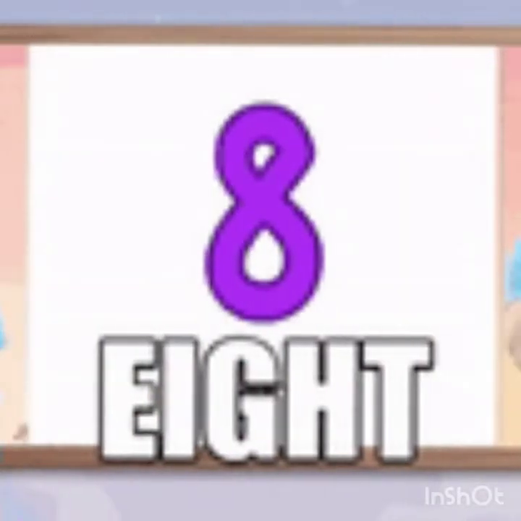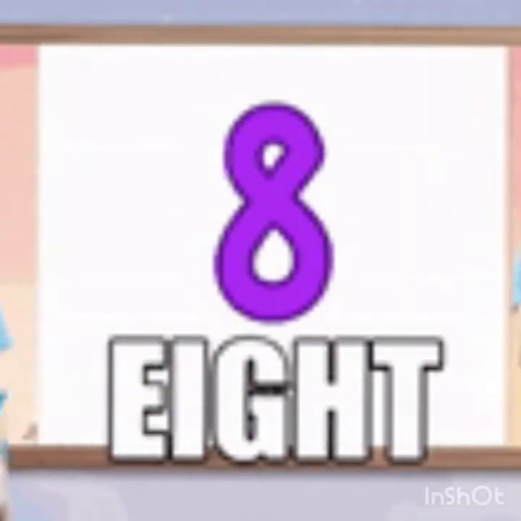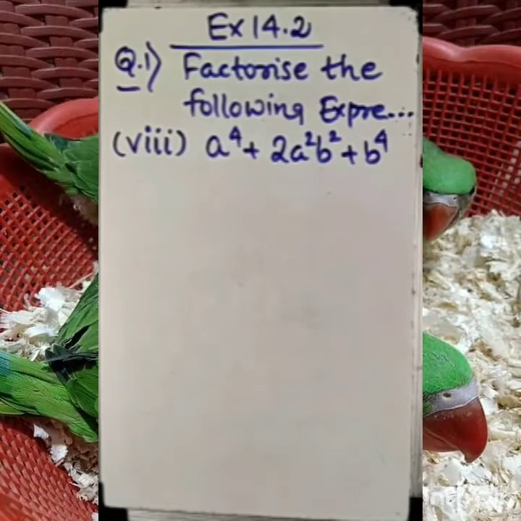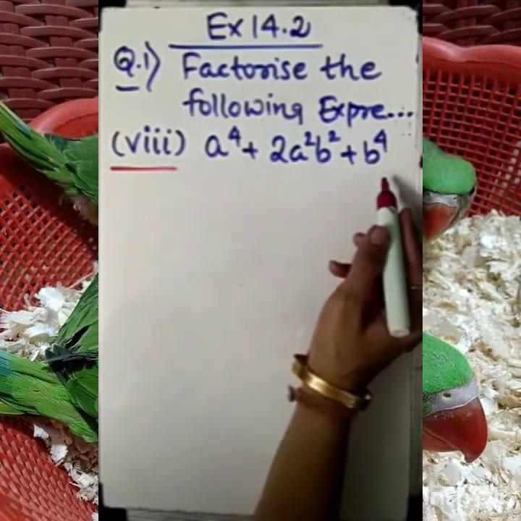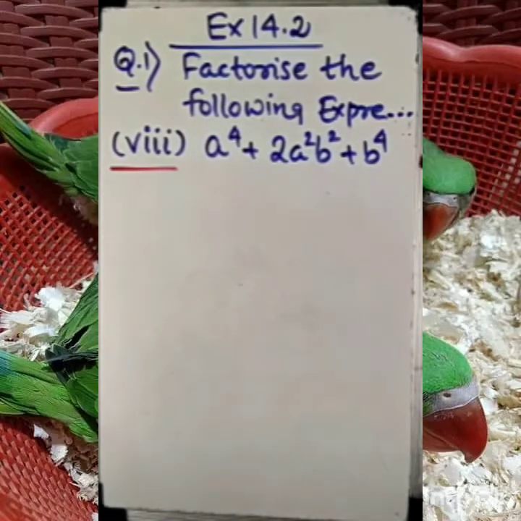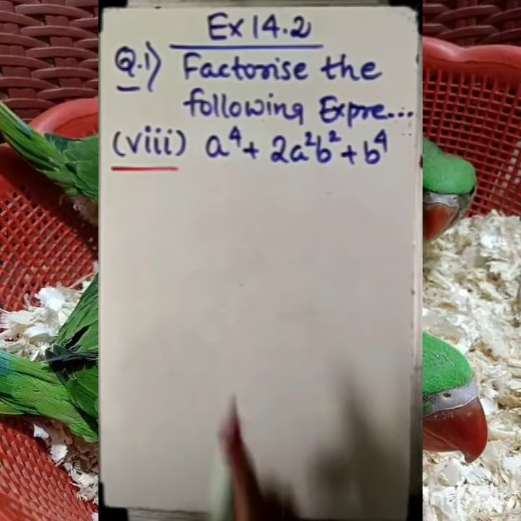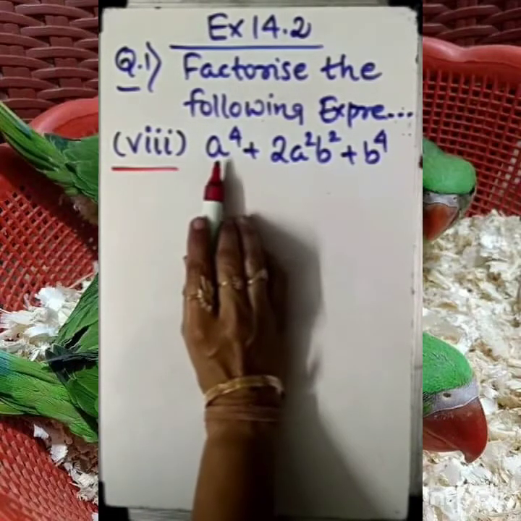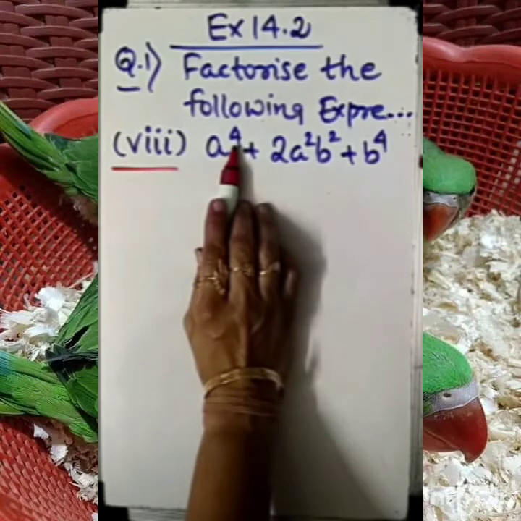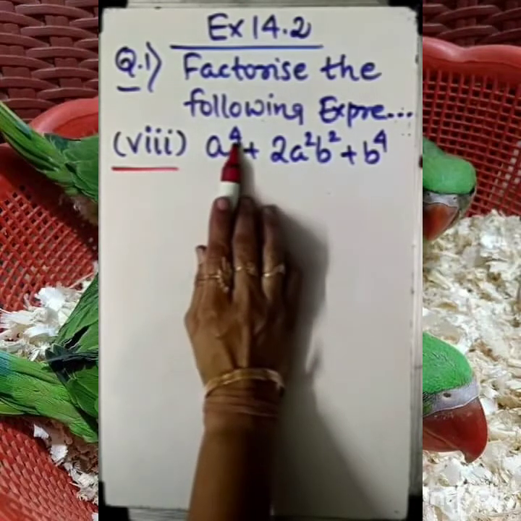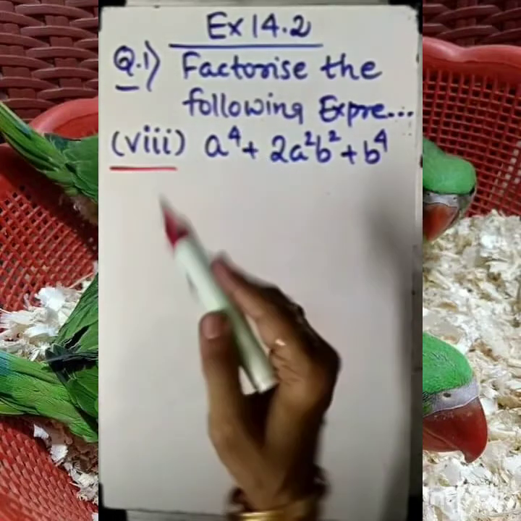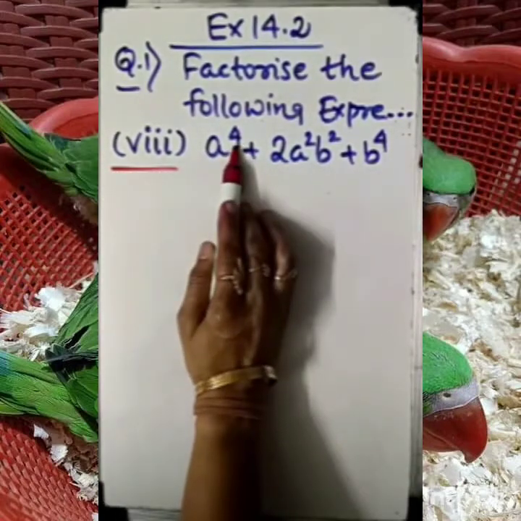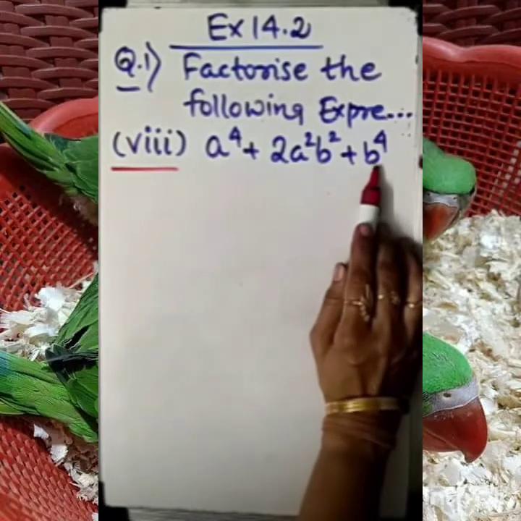Now we have the next question. The eighth is on your screen. The question says a to the power 4 plus 2a square b square plus b to the power 4. As usual, my dear student, three terms are given. Let's confirm about the first term. Is the first term a perfect square? Yes, it is a perfect square of a square, because we know that the square of a square will be the fourth power. Now let's work out the last term, b to the power 4.